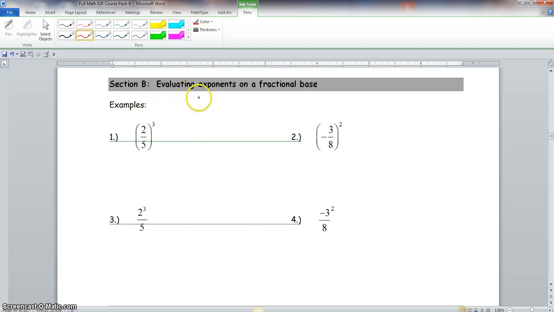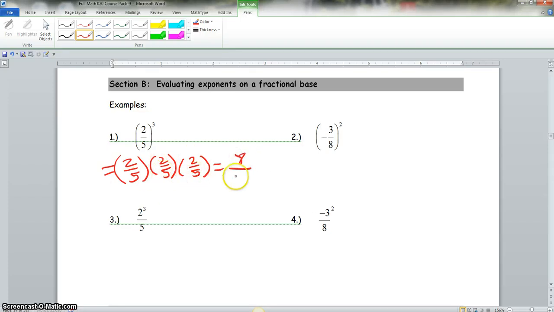Now we come to section B, evaluating exponents on a fractional base. So now we have 2/5 in parentheses cubed. First thing we should see if we can simplify anything inside this parenthesis. We cannot. They have nothing in common. So all this really is 2/5 times 2/5 times 2/5. 2 times 2 is 4, times 2 is 8. 5 times 5 is 25, times 5 is 125. So that is our final answer.